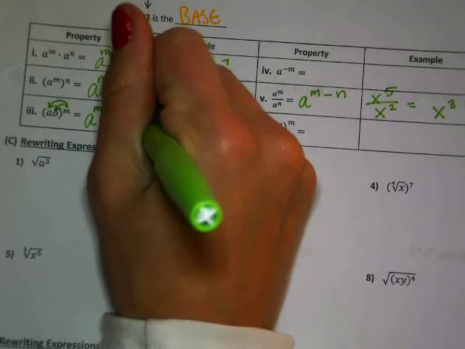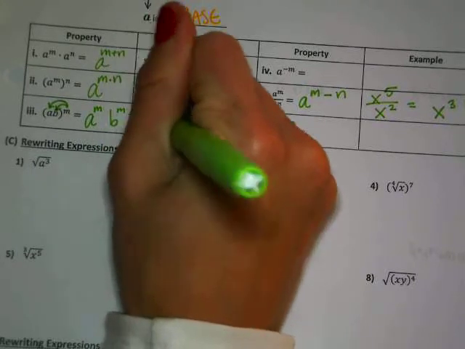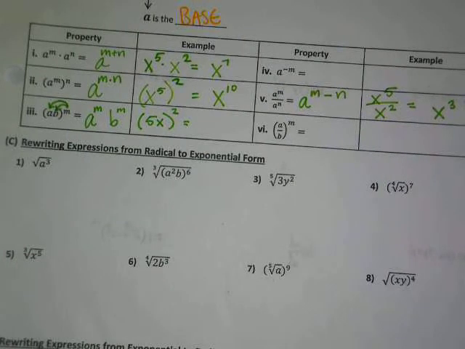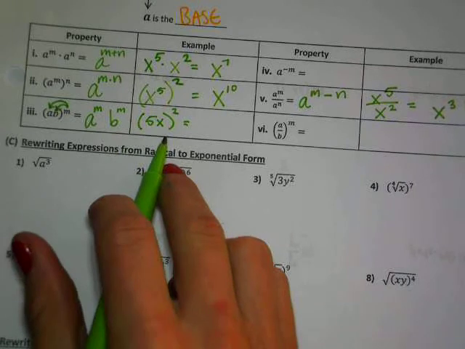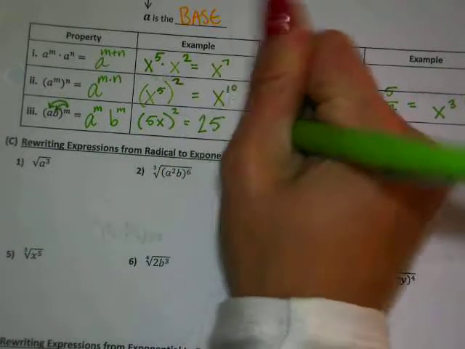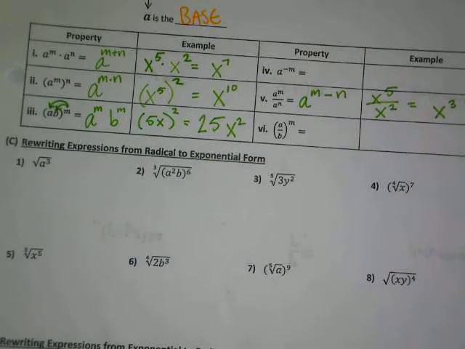So, for example, if I had 5x squared, you have to square both things on the inside. So you have to square the 5 and the x. So what's 5 squared? 25. And then x squared is just going to stay x squared.